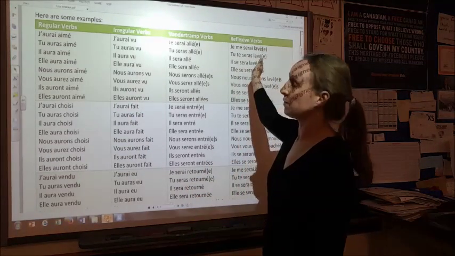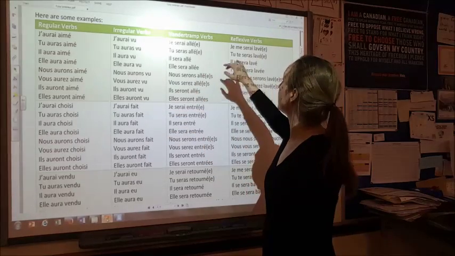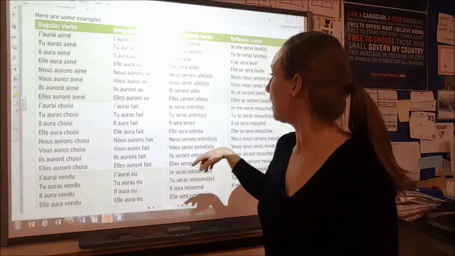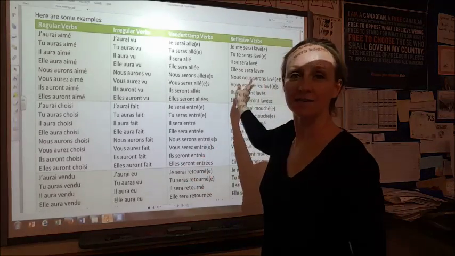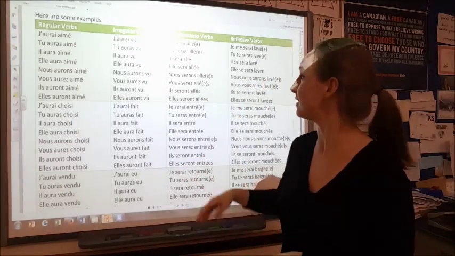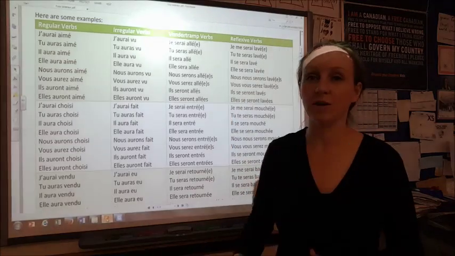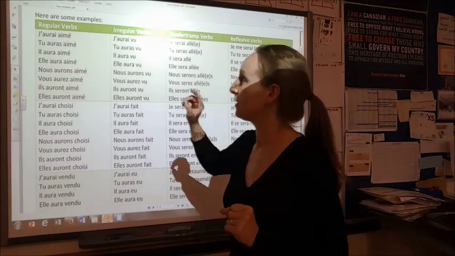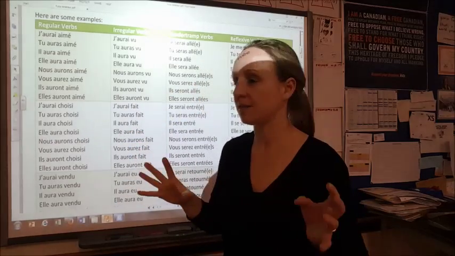It's the same rule, it's just a different pattern. So again, the only difference now between reflexive and Vandertramp is that you have your little reflexive pronoun, like the me, the te, the se, nous, vous, whatever. But you still have the e's, the s's, the brackets, that kind of stuff going on, and it's still conjugated with être in the middle. So again, just so you guys are super aware of this, let's now look at the gendered words because that's a little trickier.